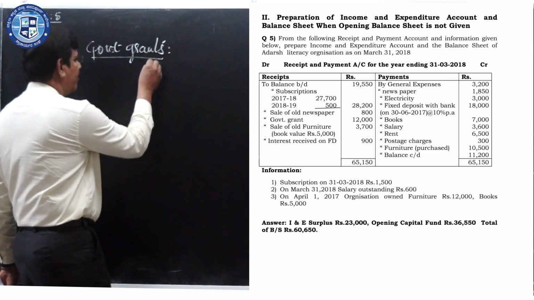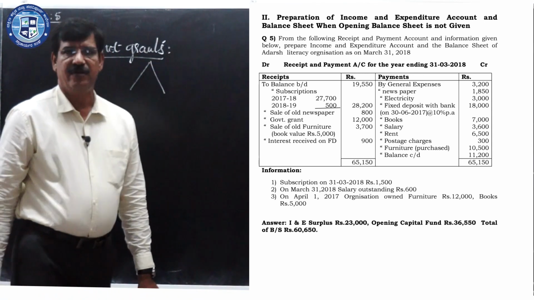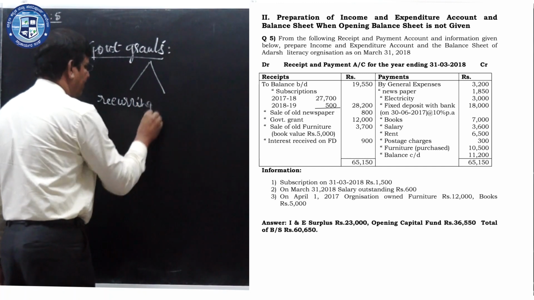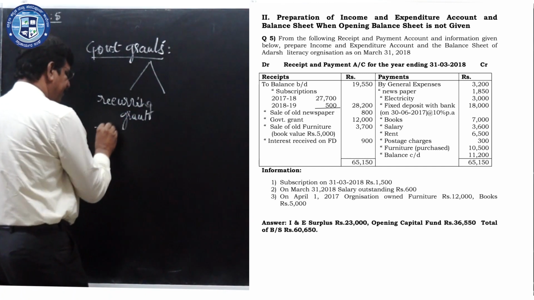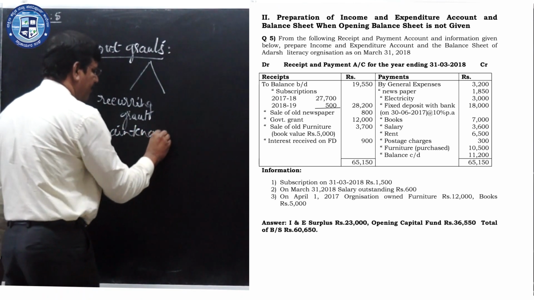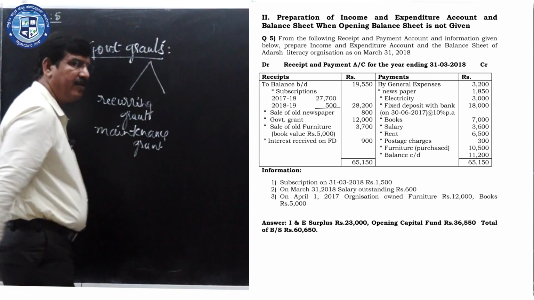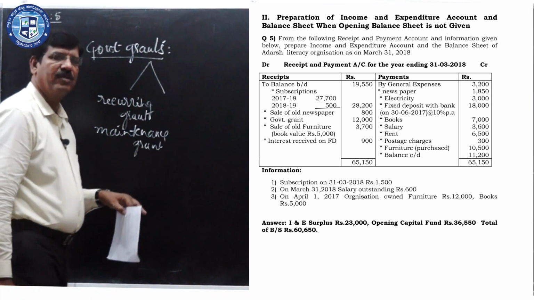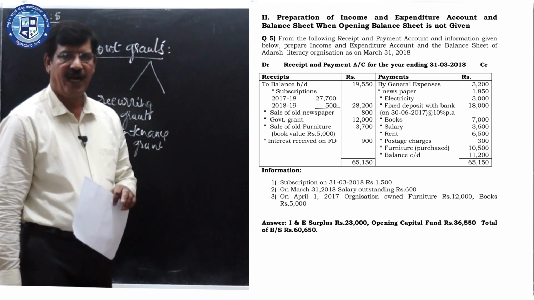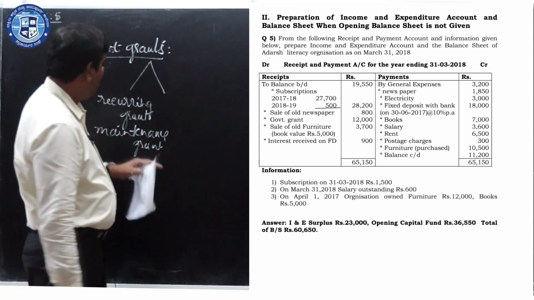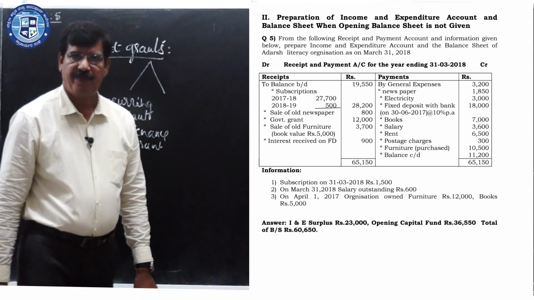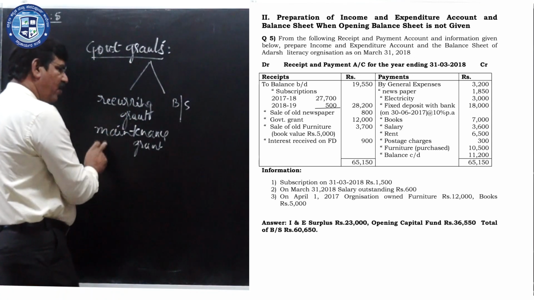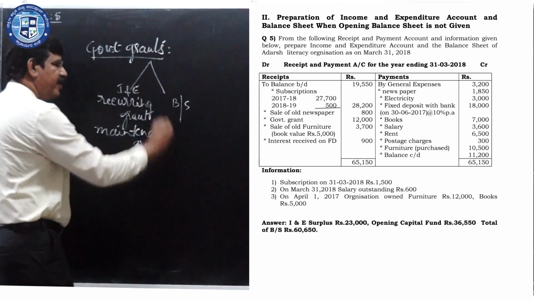See, the government grants may be of two types. The grants received as a recurring grant or maintenance grant. So whenever the grants are received as recurring grant or maintenance grant, you must treat them as revenue and you have to write them in the income and expenditure account. When the government grants are given for a specific purpose, then you have to write them in the balance sheet. So when they are recurring grant or maintenance grant, you have to write them in the income and expenditure account.